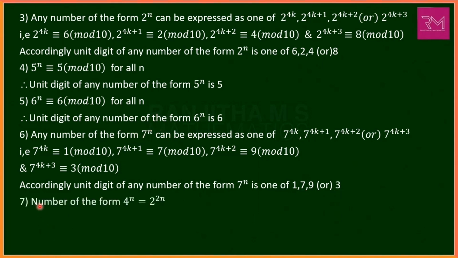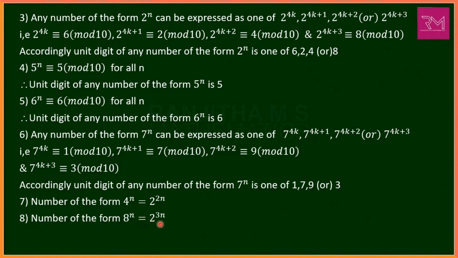In a similar way, consider any number of the form 4^n. Here we know that 4 is nothing but 2 squared. So in the place of 4, we can substitute 2 squared. So 4^n we can express as 2^2n. And 2^2n is of the same kind as 2^n, so we express this value like this. That is, any 2^n can be expressed as any one of these forms. In a similar way, for a number of the form 8^n, we can take this as 8 is nothing but 2 cubed.